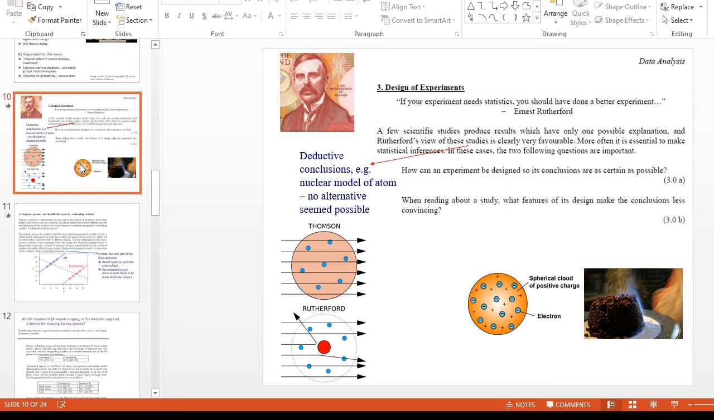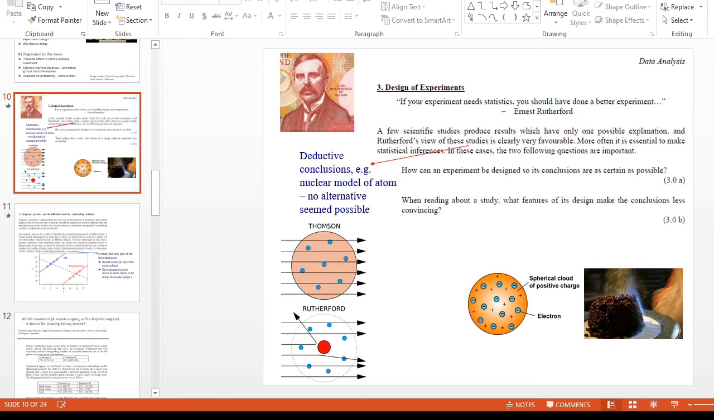Before we get to that, though, let's look at the start of Chapter 3, Design of Experiments. I couldn't help but start this section in the notes with a quote from Ernest Rutherford, the legendary Cambridge professor, or the Cavendish professor of physics. Rutherford said, quite unhelpfully for the purpose of my giving this course, you might think, if your experiment needs statistics, you should have done a better experiment. Alas.